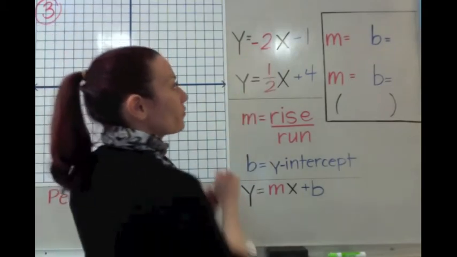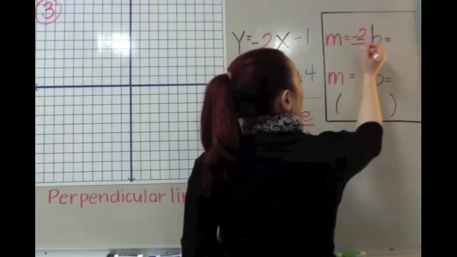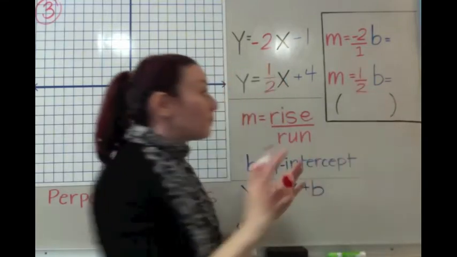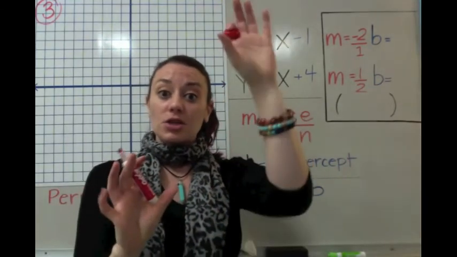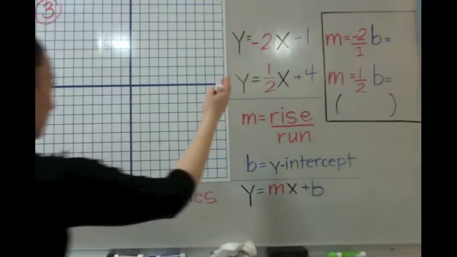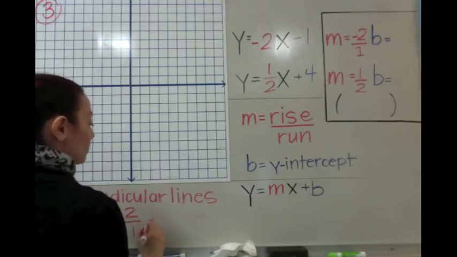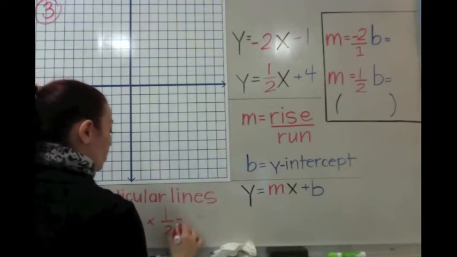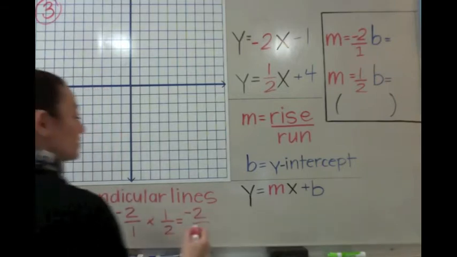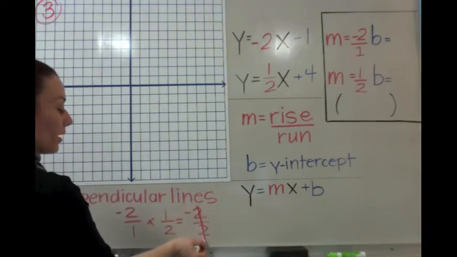What's the first one? The first slope is -2, but you have to have a run, so it's over 1. The second slope is 1 over 2. Those are reciprocals, which means the bottom becomes the top and the top becomes the bottom, opposites in a way. If we were to multiply both of those slopes together, -2 over 1 multiplied by 1 over 2. What's -2 times 1? It's -2. What's 1 times 2? It's 2. Okay, -2 divided by +2 is -1.